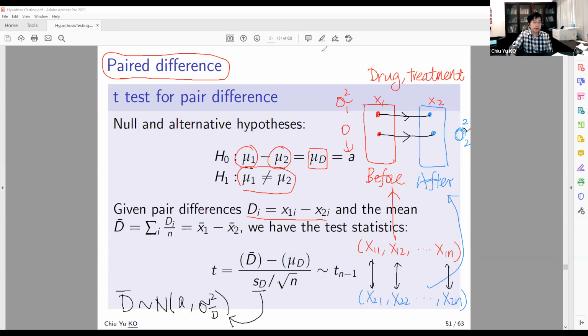And do note that because we have n observations, your statistic is a t with n minus 1 degrees of freedom. So it's not n minus 2. Although we have two samples, it doesn't imply we use n minus 2, because we still have n observations here. You can easily show this is a standard normal over the square root of a chi-square divided by n minus 1, so this is still a t with n minus 1 degrees of freedom.